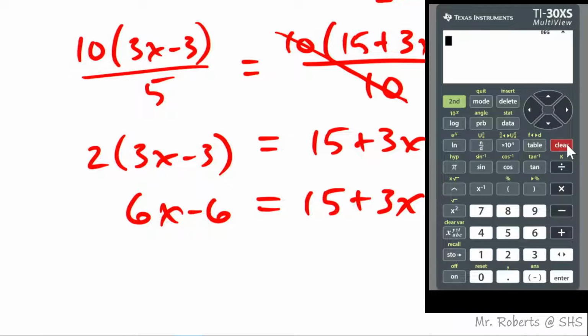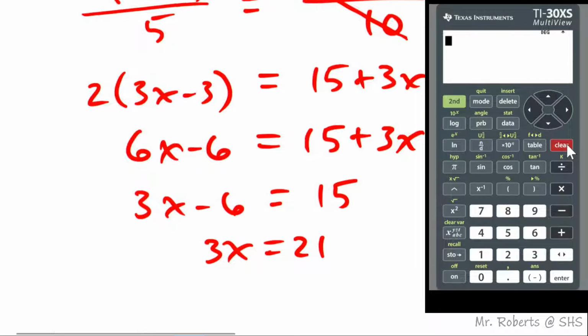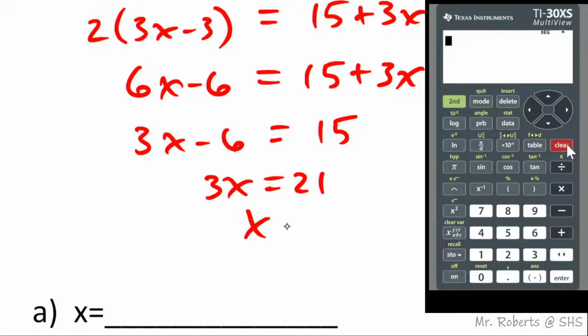If I take away 3x from each side, this would become 3x over here. And on the other side, when I take away the 3x, I've got just 15. Now I'll add 6, so 3x is 21, and then finally I'll divide both sides by 3. X is the number 7, so x is 7.